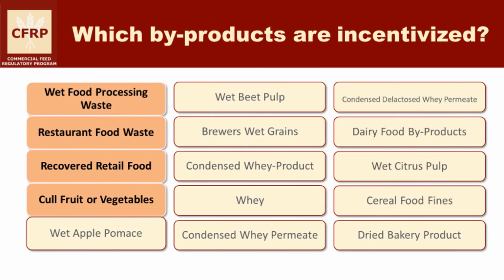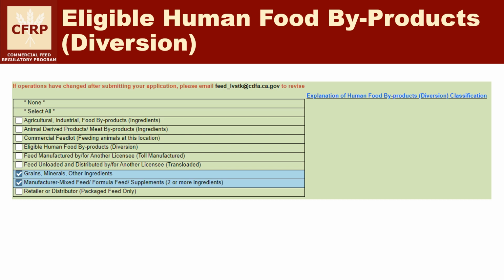Here is the list of incentivized byproducts. To be eligible for the $100 license, the firm must solely be engaged in diverting any of these products. Note that the dairy byproducts are all in liquid form, while dried or powdered dairy byproducts are ineligible. Additional information can be found regarding the eligible human food byproducts by clicking the link Explanation of Human Food Byproducts Diversion Classification to the right of the list of feed operation classifications.